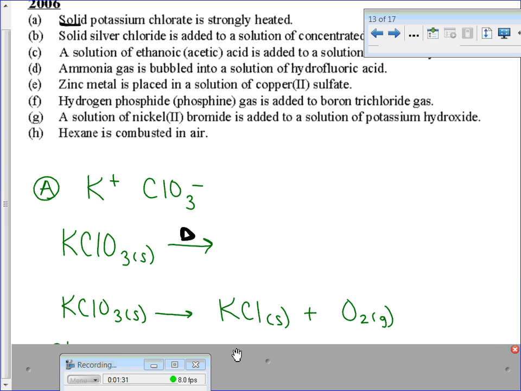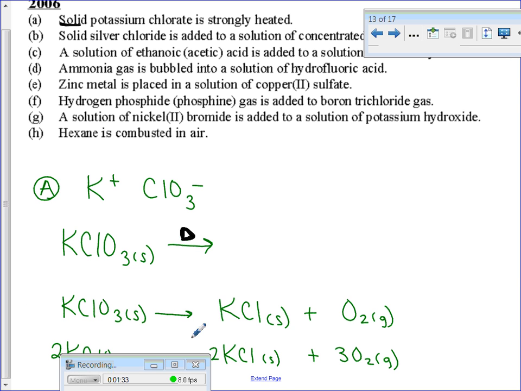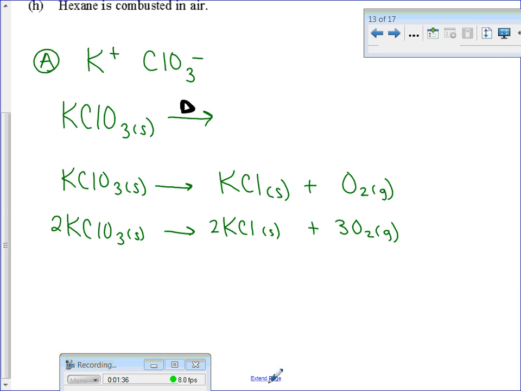The only thing I need to do now is balance the equation. As you can see, I need a 2, a 2, and a 3. And that's it for that reaction because I have solid, solid, gas. Since those are not aqueous states of matter, I cannot dissociate them into ions. So this molecular equation I'd leave like that. I wouldn't have a complete or a net ionic equation. That would be it.